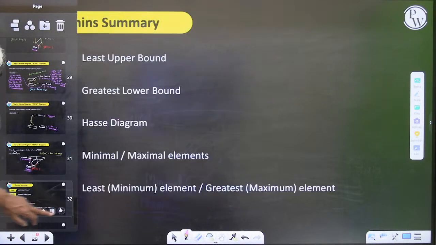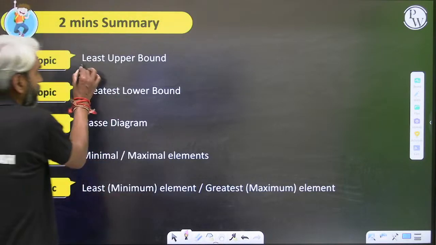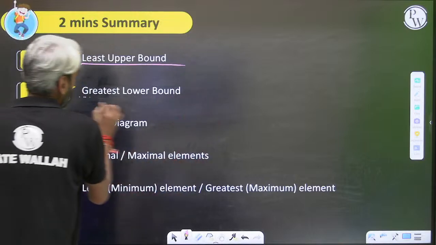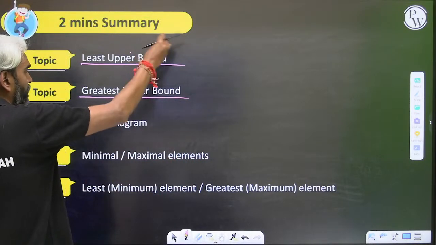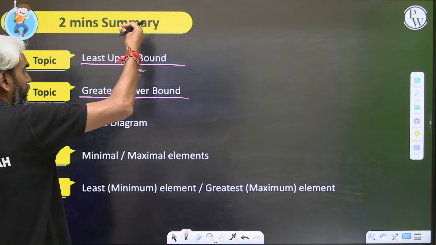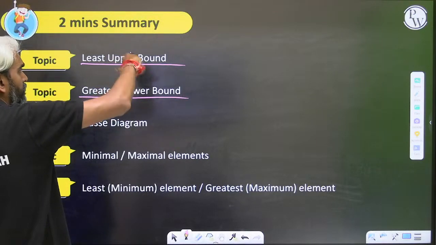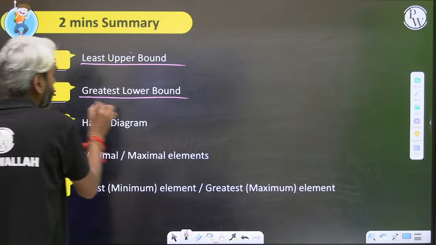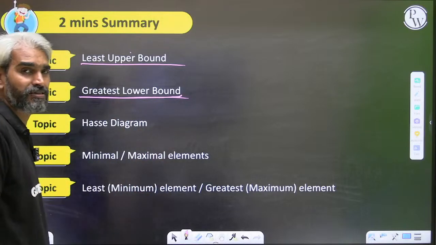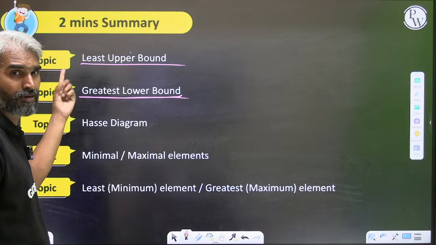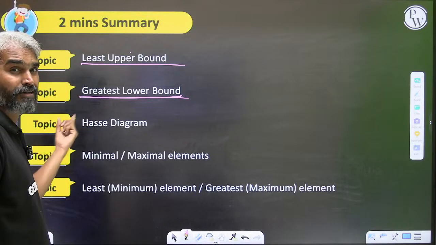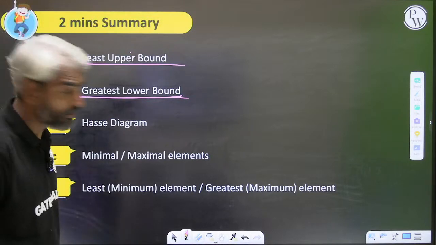Now let's try to understand, have you understood the concept of least upper bound, greatest lower bound? So the elements which are at the upper side of A and B, and there is no other element which is at the upper side of A and B but at the lower side of C, then C will become the least upper bound. If there exists an element C at the lower side of A and B such that there exists no element D which is at the lower side of A and B and at the upper side of C, then C will become the greatest lower bound.